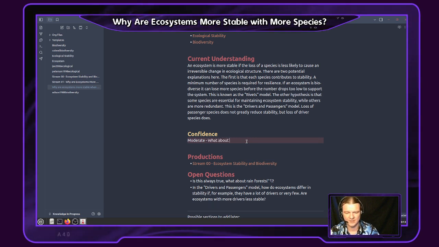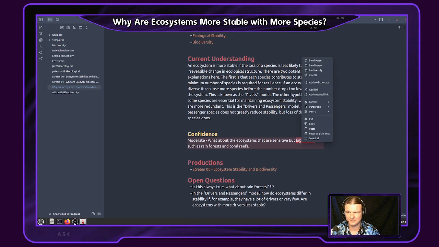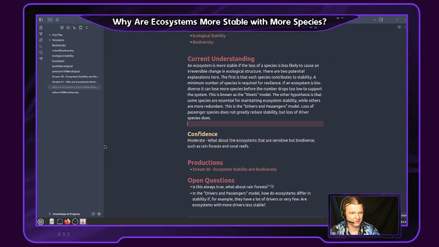What about the ecosystems that are sensitive but biodiverse, such as rainforests and coral reefs? Okay, there we go. We'll just add it to the dictionary. There we go. So we've now answered our first question, right?